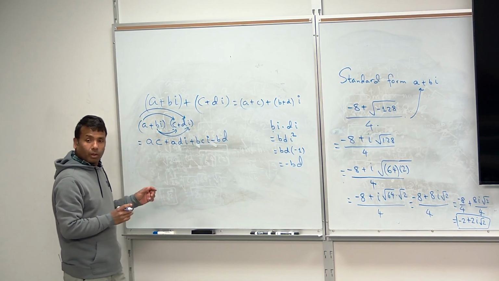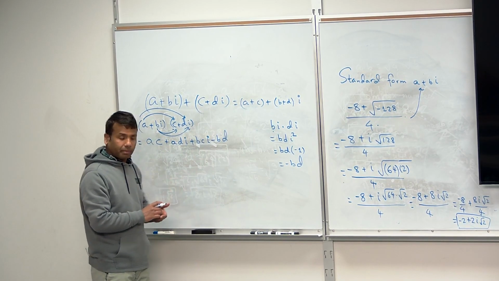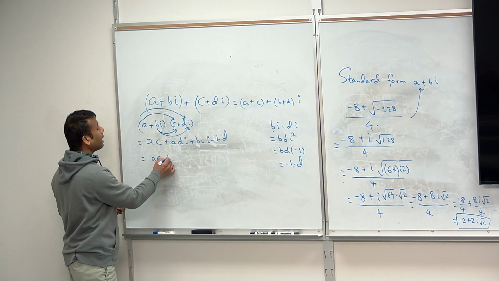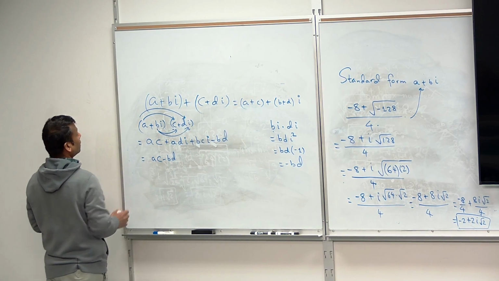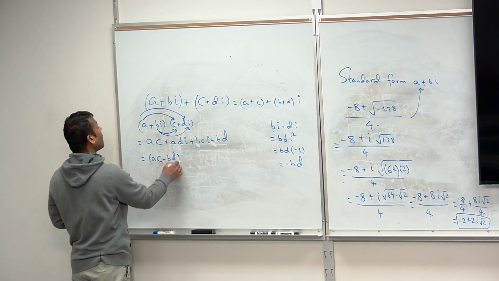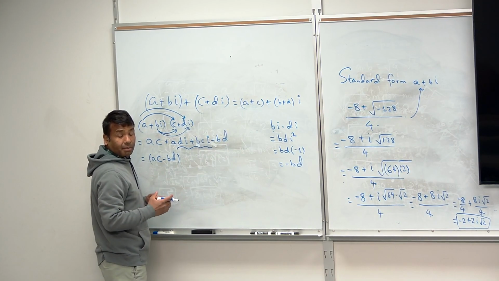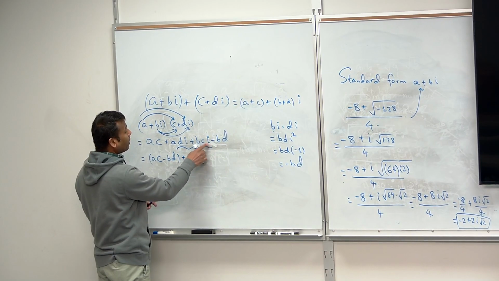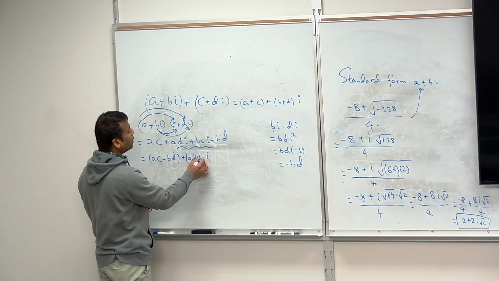Now, this is real. This is real. Combine them. Are you with me? So it's going to be ac minus bd, right? ac minus bd. You got it, right? And then look here, these two are imaginary. You combine them, okay? If you combine them, you can factor out i. If you factor out i, you have ad plus bc.